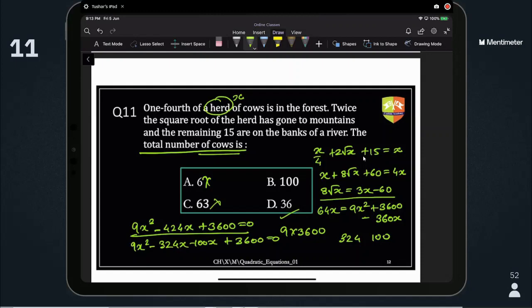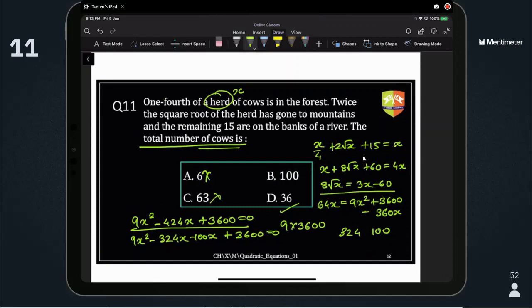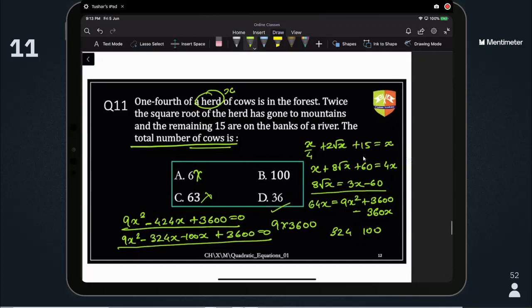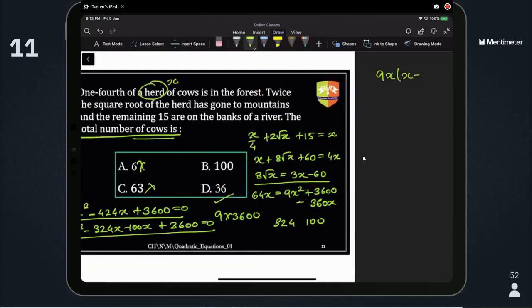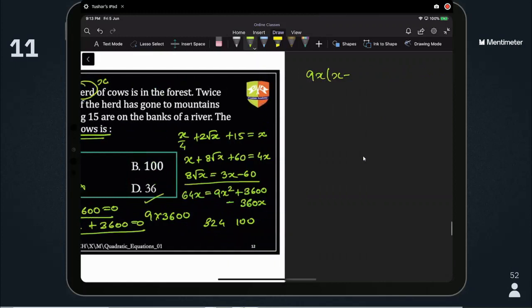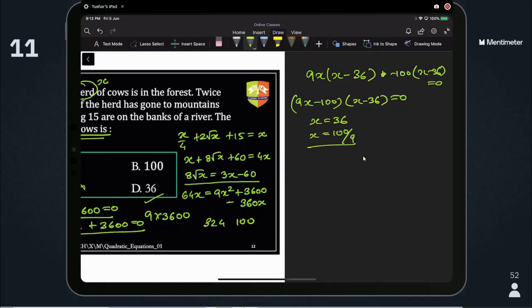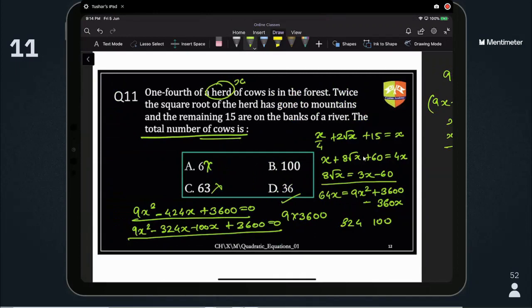So what do you need to do? You solve this equation. You will get 100 by 9 as one fraction term. Let me solve it. 9x common, x minus 36, and then minus 100 common, x minus 36, is 0. So this is 9x minus 100 times x minus 36, which is 0. Clearly x is 36, because x equals 100 by 9 will not satisfy this equation. Why? Because it's a fraction, and the number of cows cannot be a fraction. So the answer is 36.